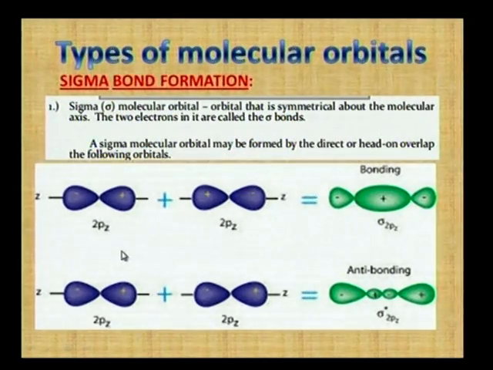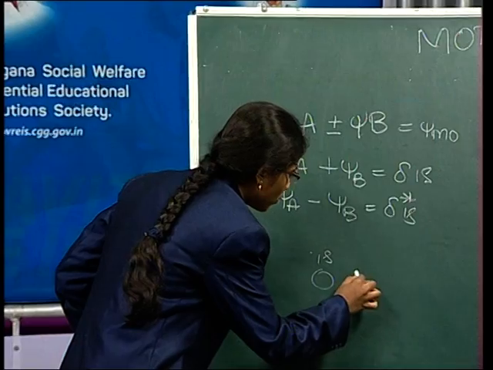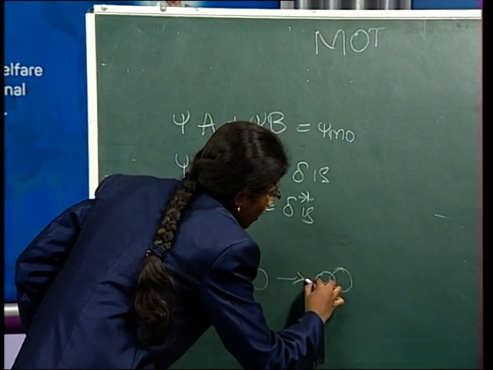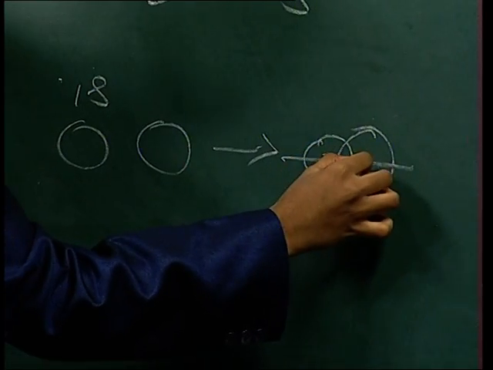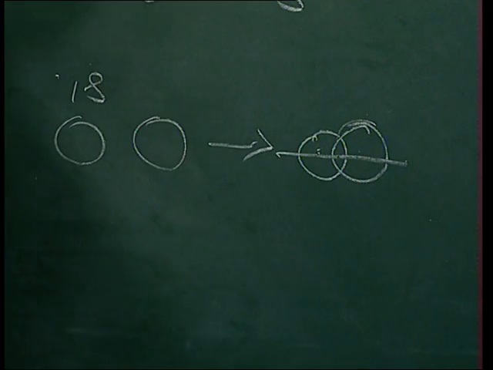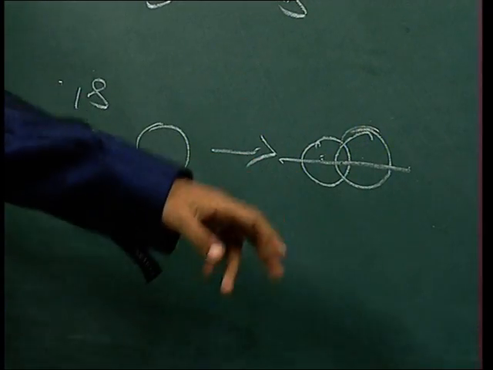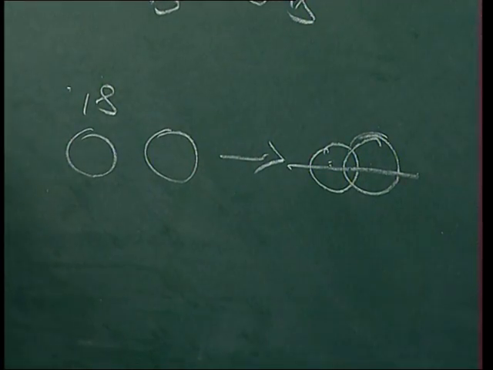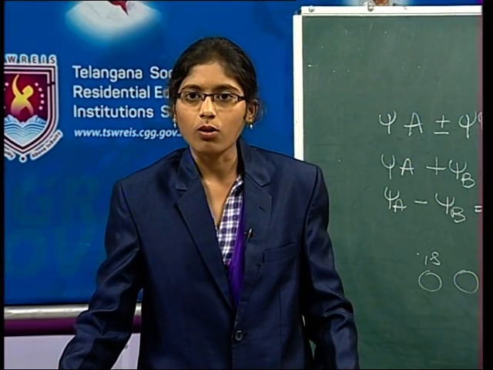In simple terms, a sigma molecular orbital involves head-on overlapping. Here it is a 1s orbital and a 1s orbital. These two combine through overlapping along the internuclear axis, which is called head-on overlapping. This head-on overlapping results in the formation of a sigma bond. Okay. And what is a pi bond? Okay, let's learn.